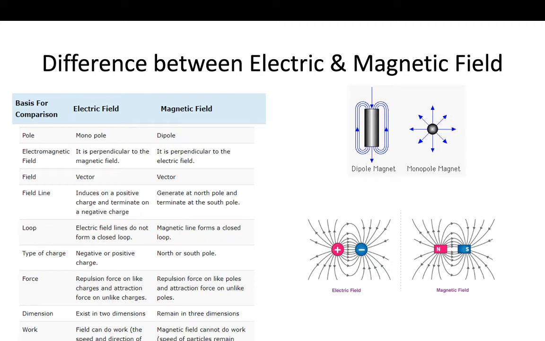If we talk about the poles, there is monopole and dipole. So this is a monopole, the electric field. These lines are moving away from the charge, so this means it is a positive charge. While in magnetic fields, there is dipole movement. What is a dipole? Dipole movement is like this, or you can say in a closed loop.